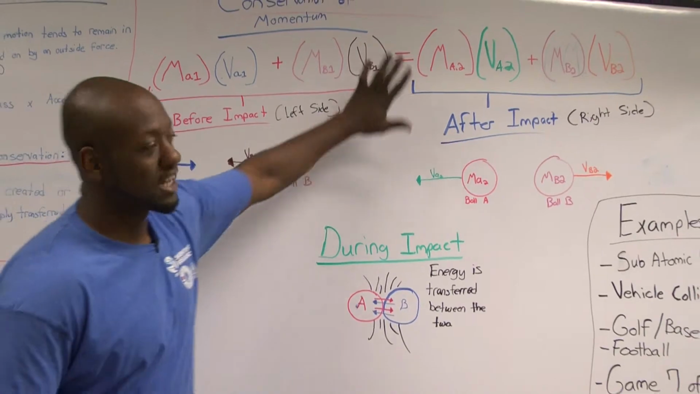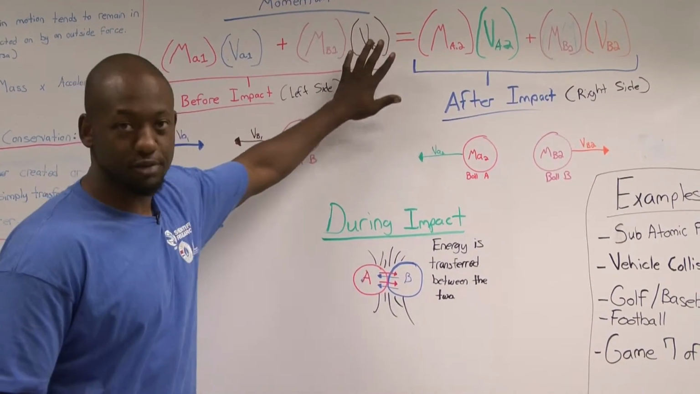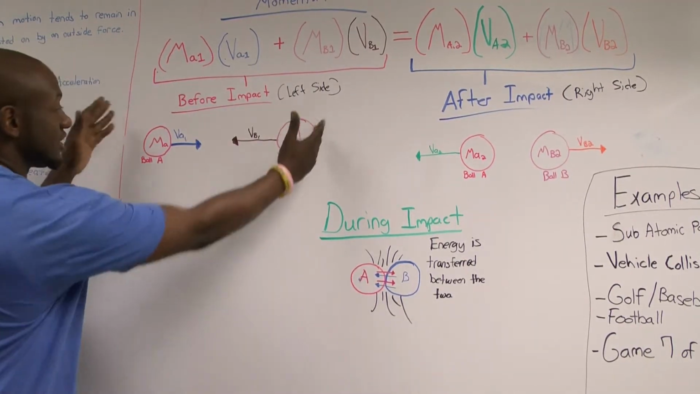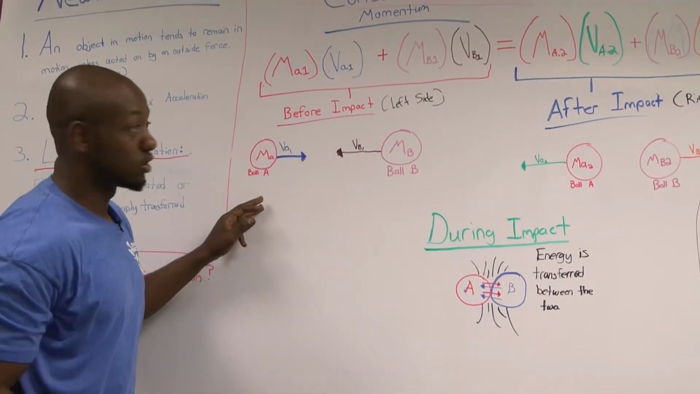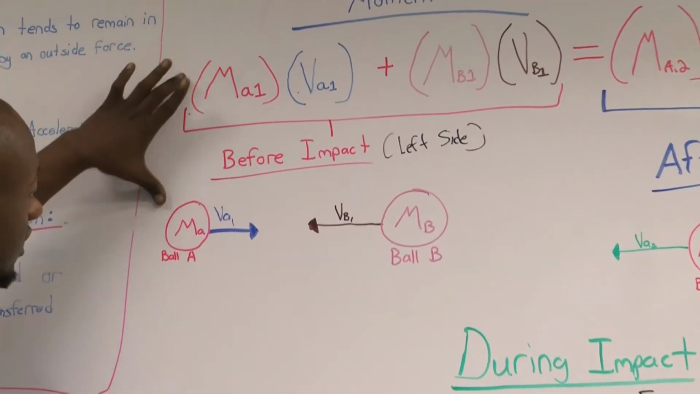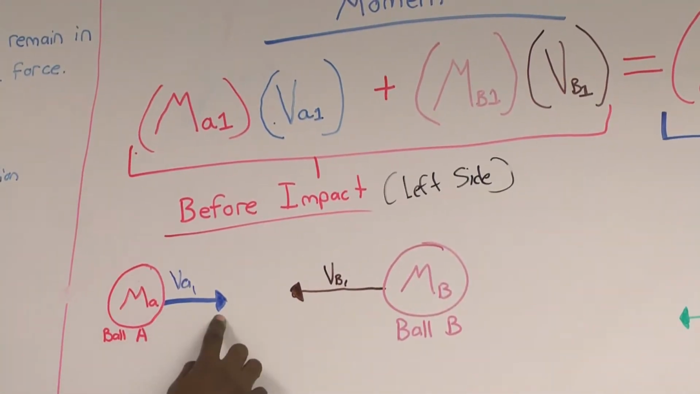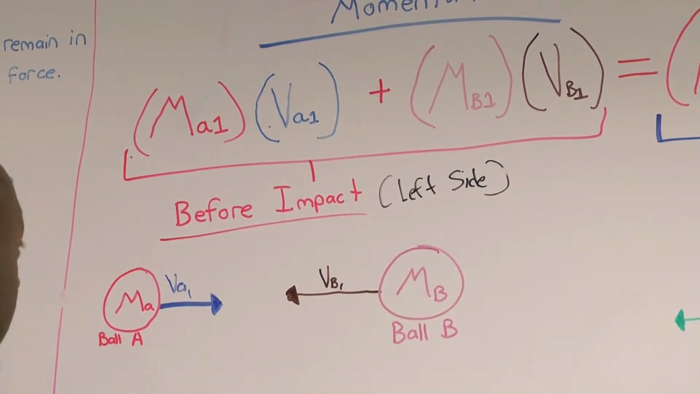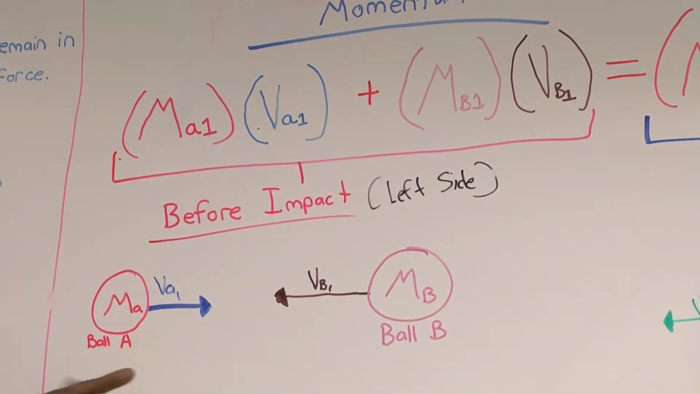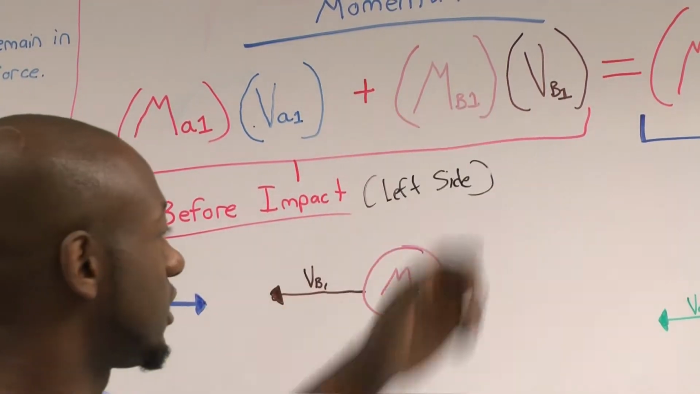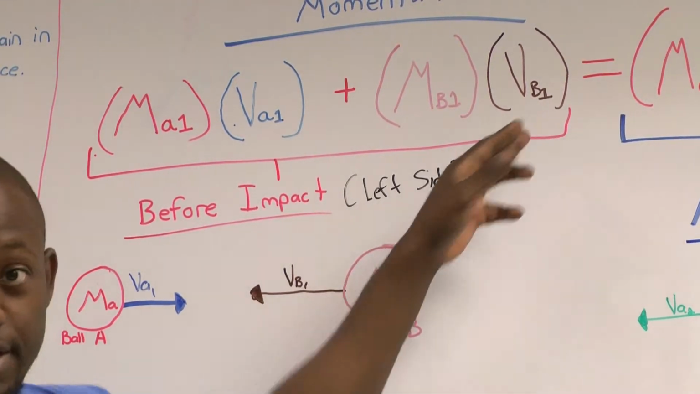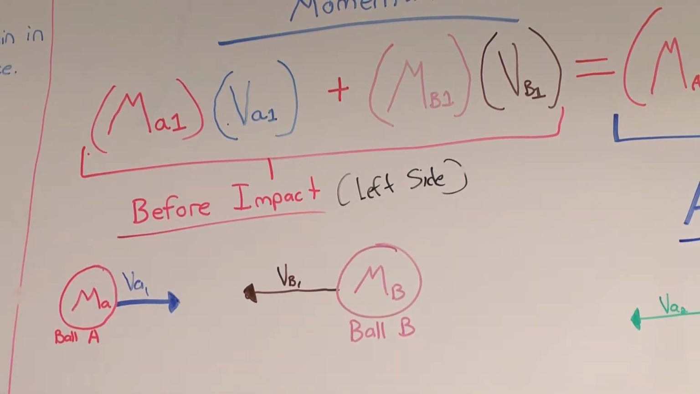So this whole left side of the equation stands for the momentum of the balls before the impact. This is a visual description of this, and I have it color coordinated. So this is ball A, and it has a mass of A, which correlates to this, red, red. It's traveling in this direction at a certain speed, meters per second, which is velocity of A1, the velocity of ball A before the impact. Same thing with this. Pink represents the mass of ball B before the impact, and V represents the velocity of ball B before the impact.